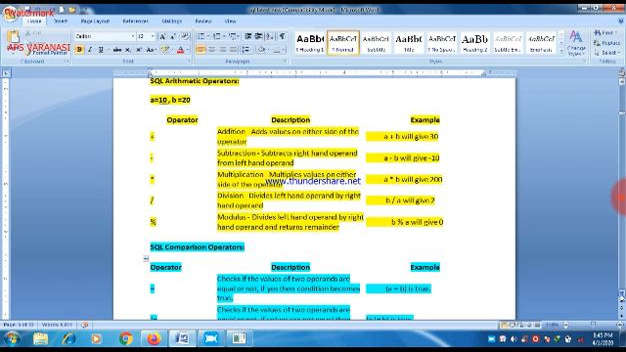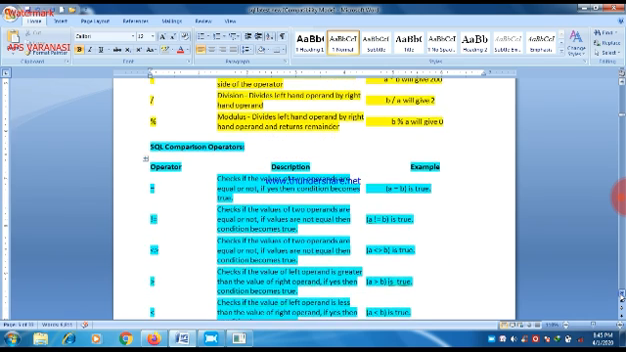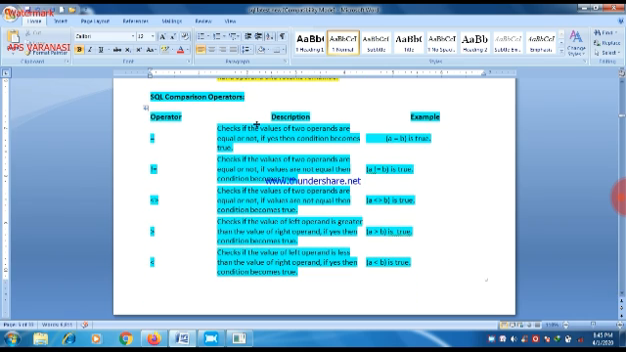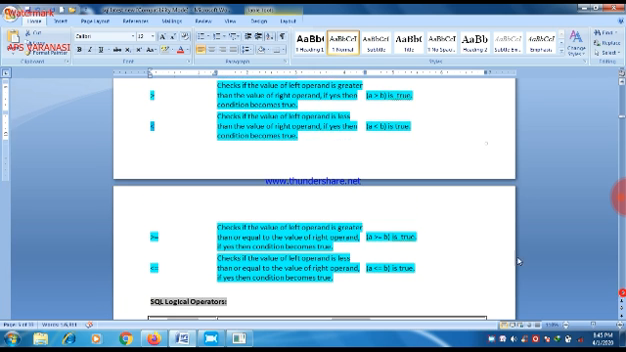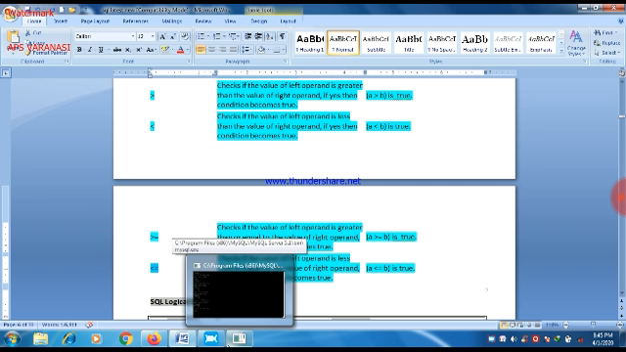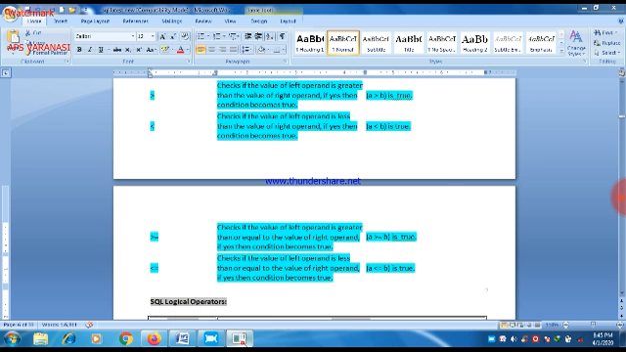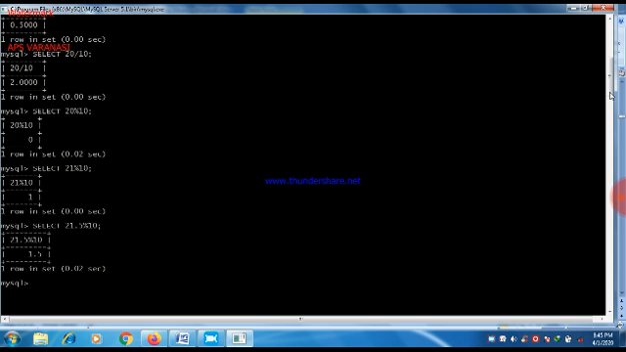Now let us consider SQL comparison operators. Comparison operators basically perform comparison tasks: equal to, not equal to, and another not equal to. There are two operators used for the not equal to purpose. Then greater than, less than, less than equal to, and greater than equal to. So these are the different comparison operators. Now let us perform it in SQL.